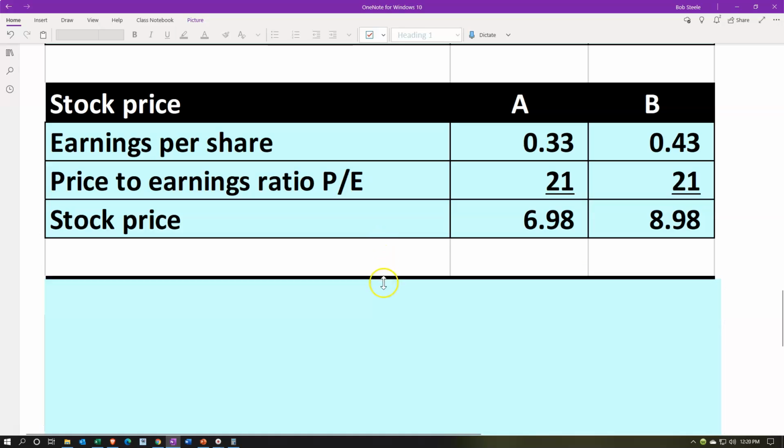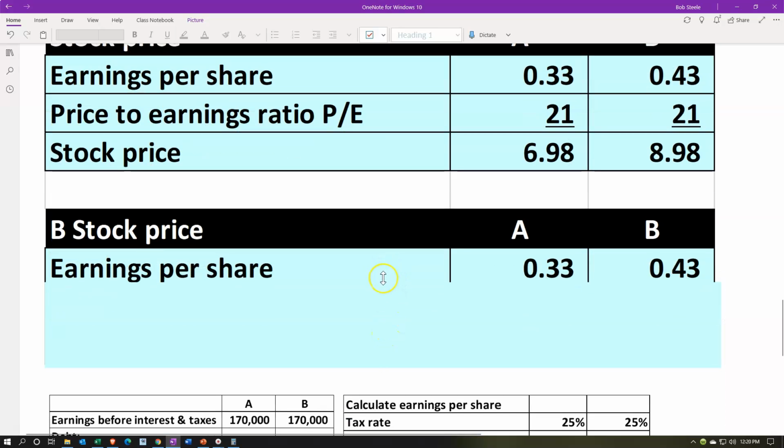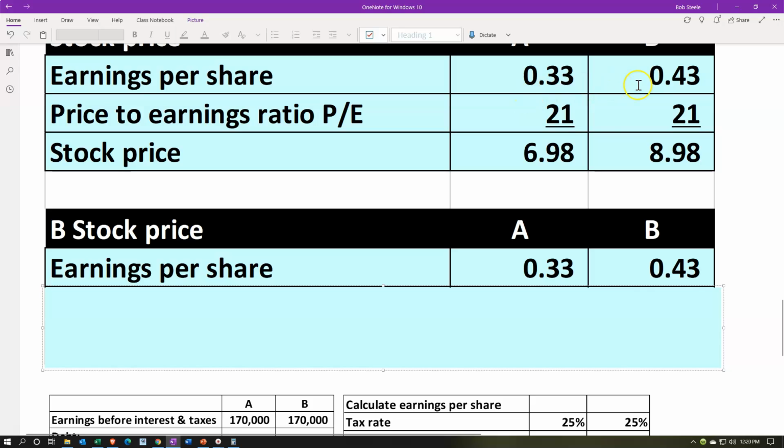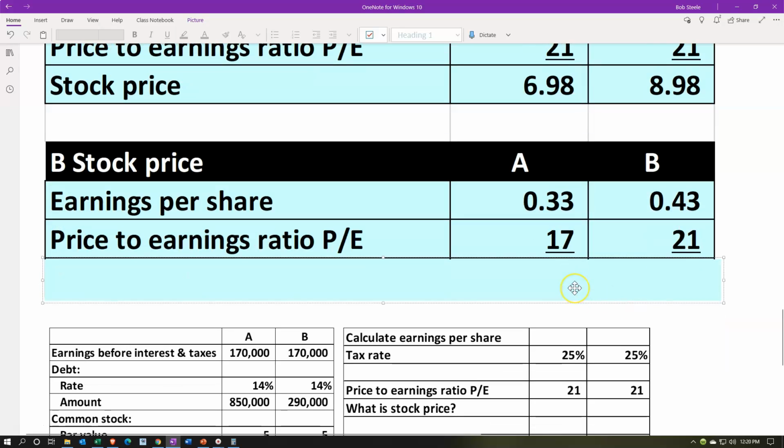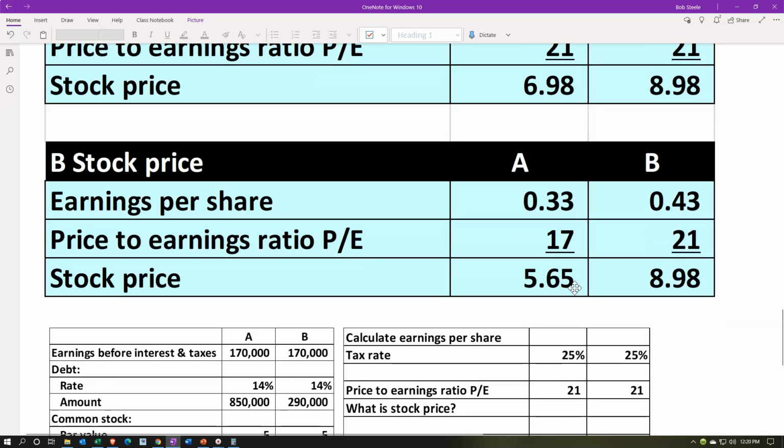So you might consider, if we had a separate PE ratio, that if we got the same 0.33 and 0.43, you might see the market saying, hey, the PE ratio is really going to be 17 compared to the 21, because there's going to be more favoritism towards B, which is going to have less risk being taken on due to having less leverage in financing with more of the equity, and that would result in more deviation in the stock prices, the 5.65 versus the 8.98 about.